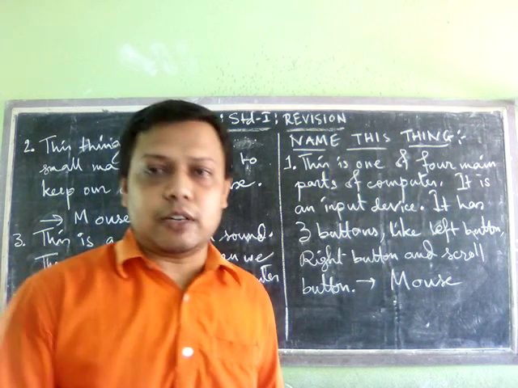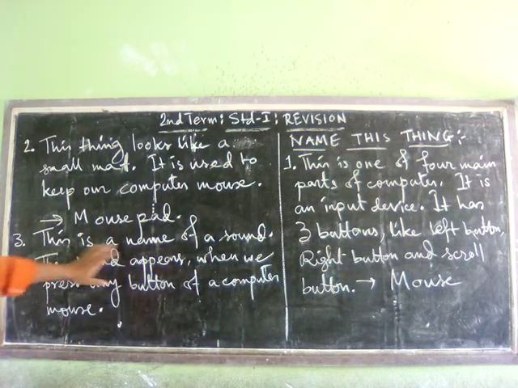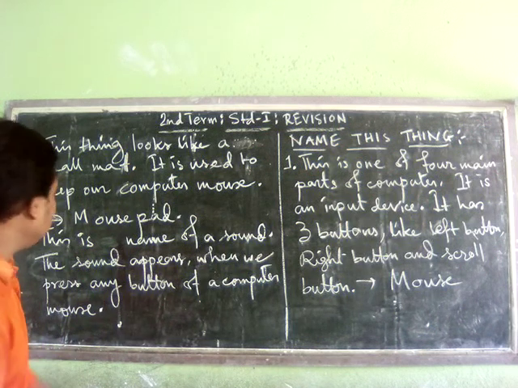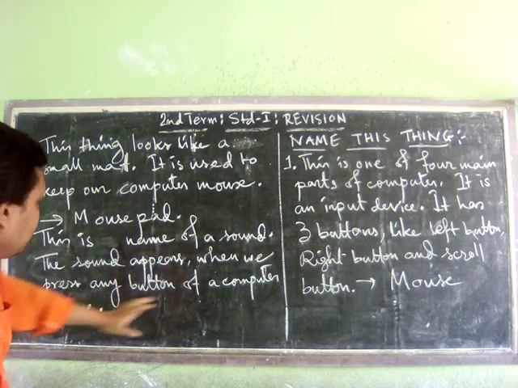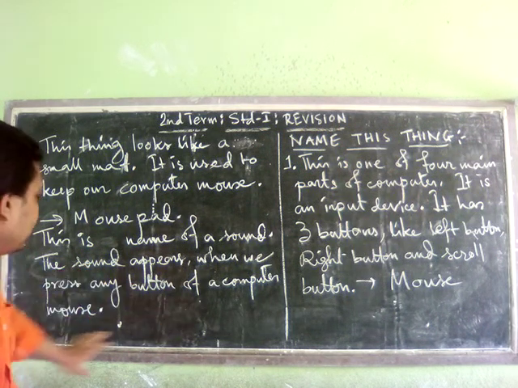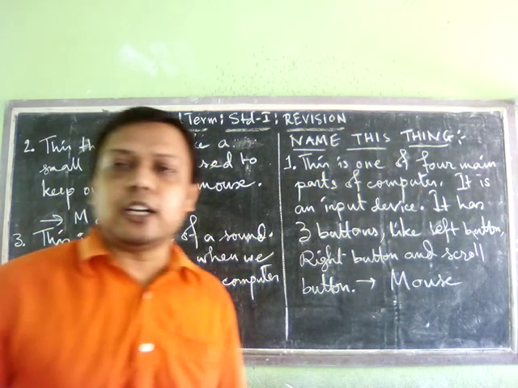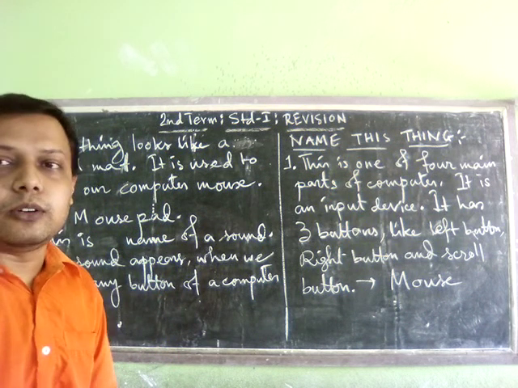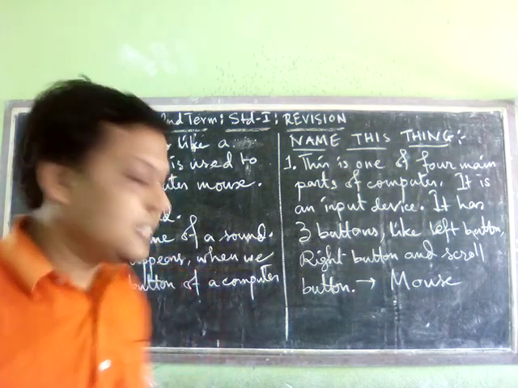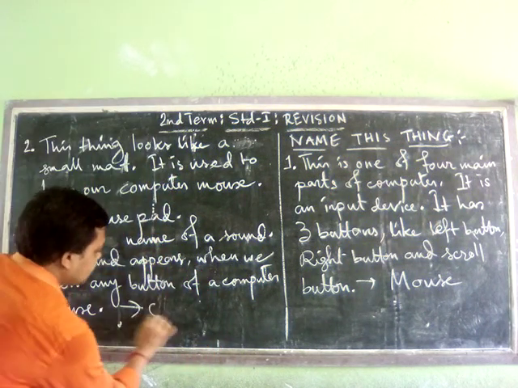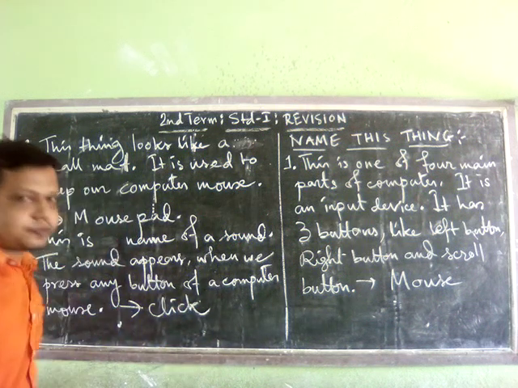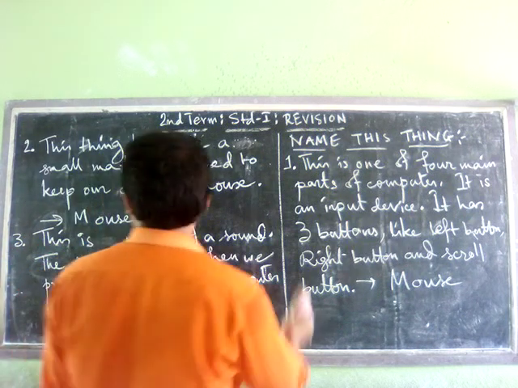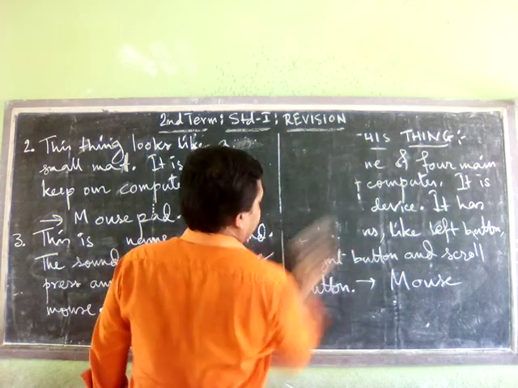What is the name of the sound? The sound appears when we press any button of a computer mouse. The name of the sound is click. C-L-I-C-K. Now, question number 4.